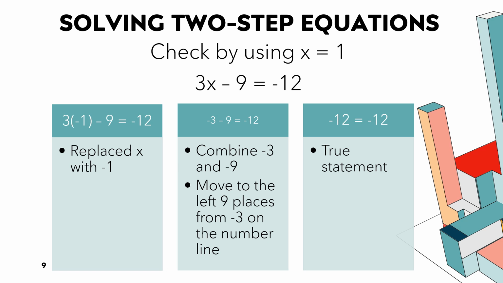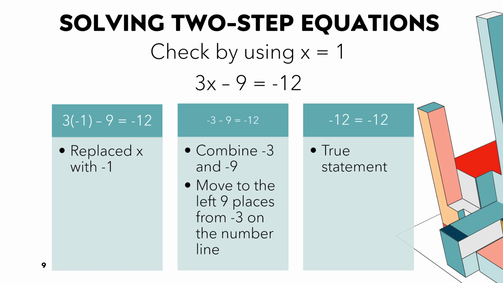To double-check our work, we substitute -1 for x and simplify. 3 times negative 1 is negative 3. Next, we subtract negative 9 from negative 3. If you use a number line, start at -3 and move to the left or backward 9 units. If you did this, you will be at -12.